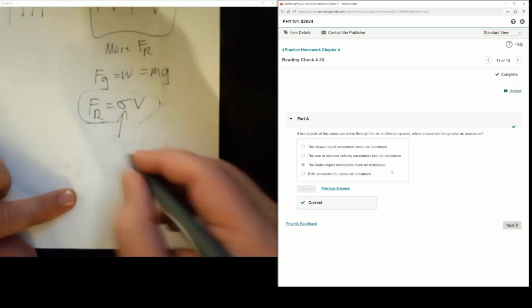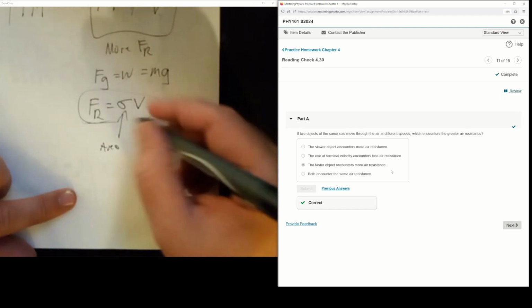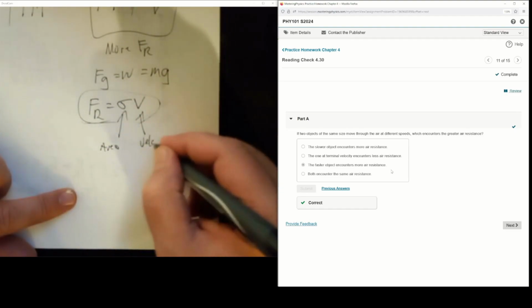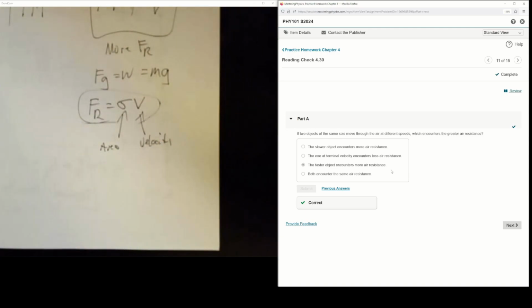Here's where the area part is. It's inside there in that number. And then here is the velocity part. And you multiply those two together.